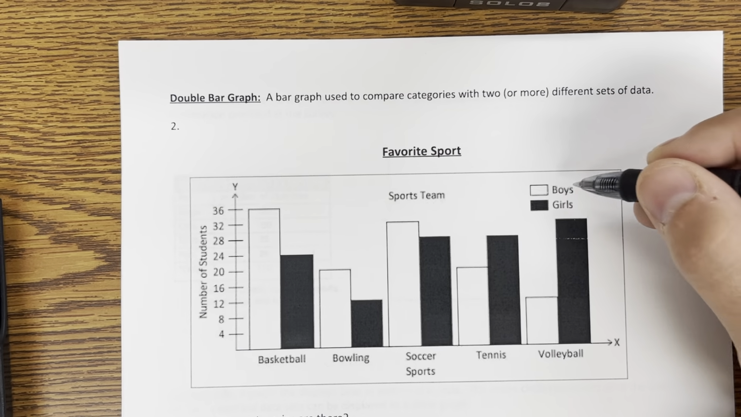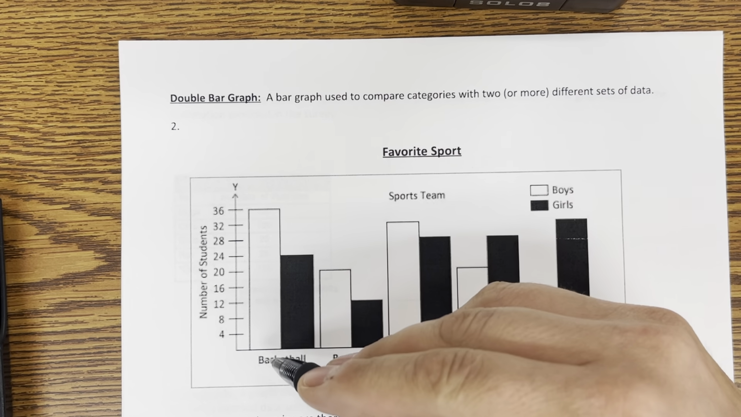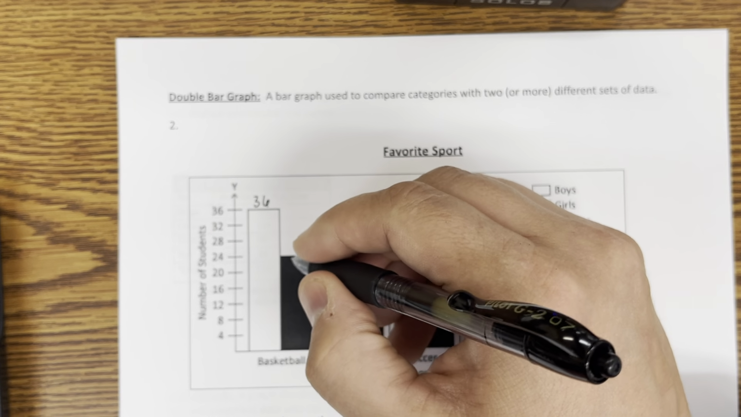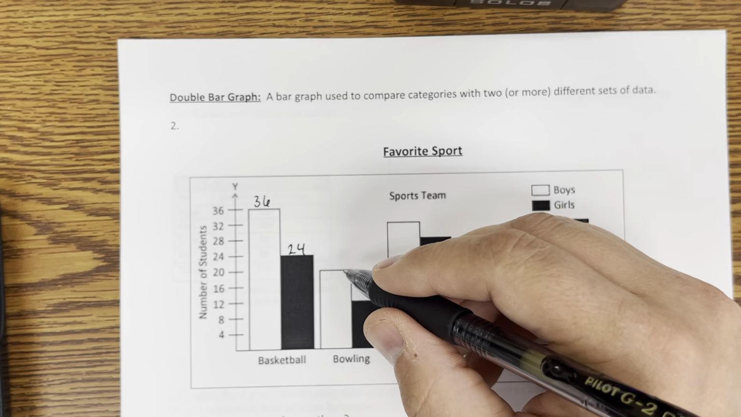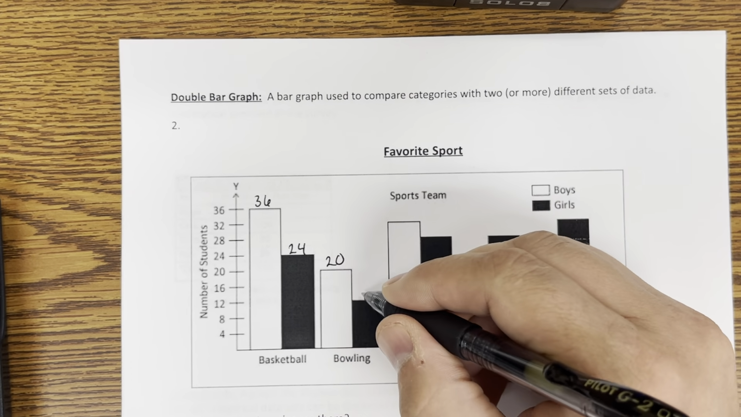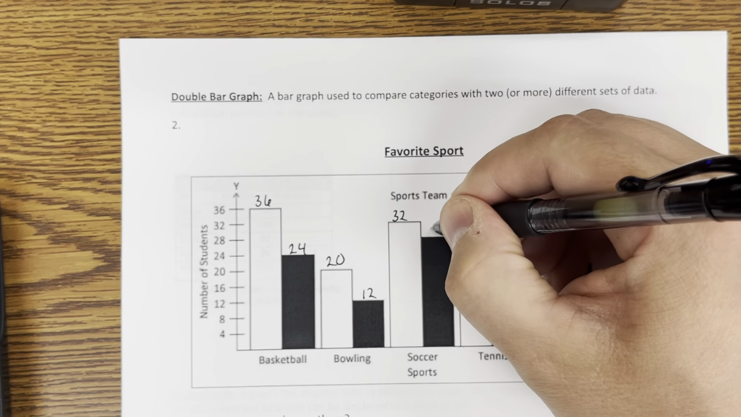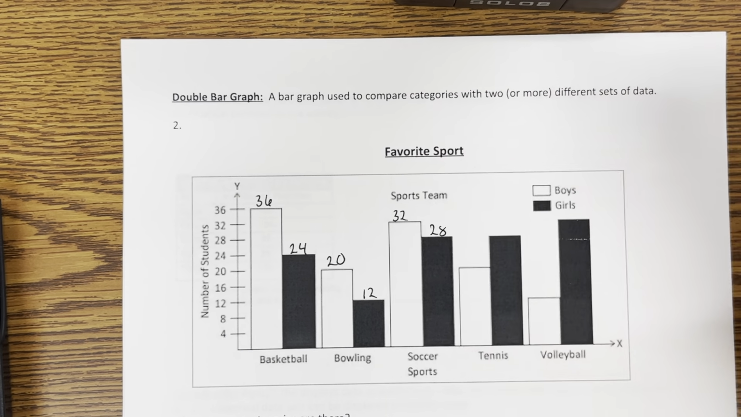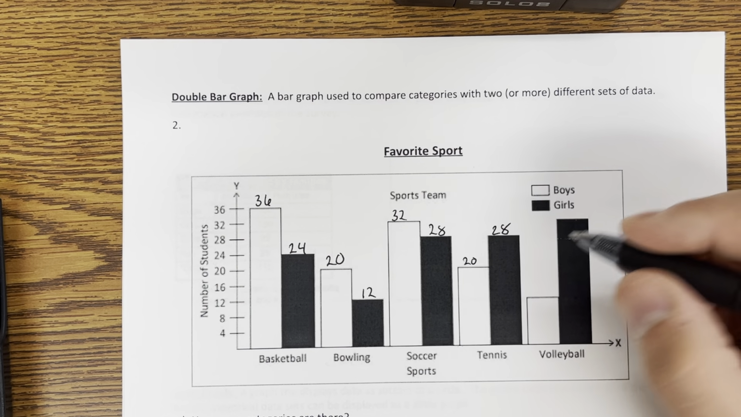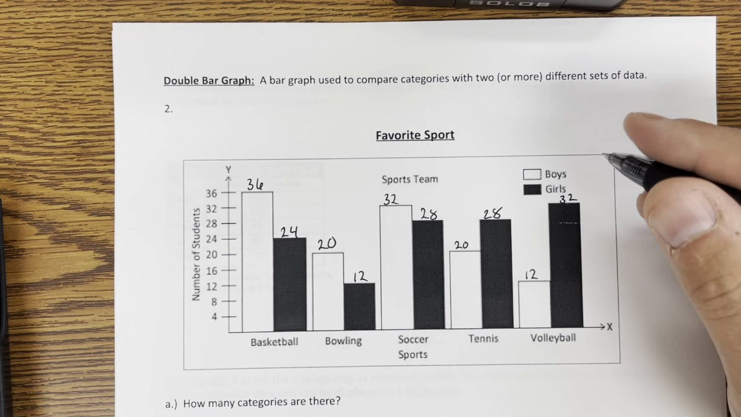So for basketball, I have boys and I have girls. Boys are in white, girls are labeled in the black bar. So for the boys, it looks like we had 36 say that basketball was their favorite. For the girls, we had 24. For bowling, we have a 20 for the boys and a 12 for the girls. Soccer was 32 and 28. Just have to look across. Tennis, we have 20 for the boys, 28 for the girls. Volleyball, 12 and 32.